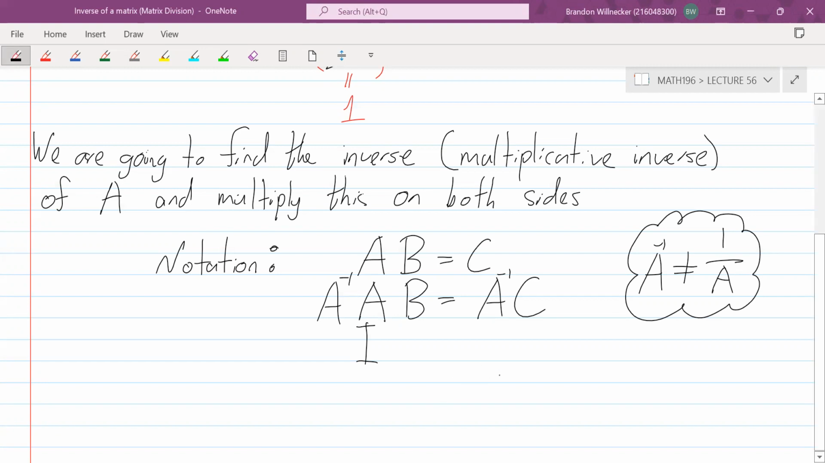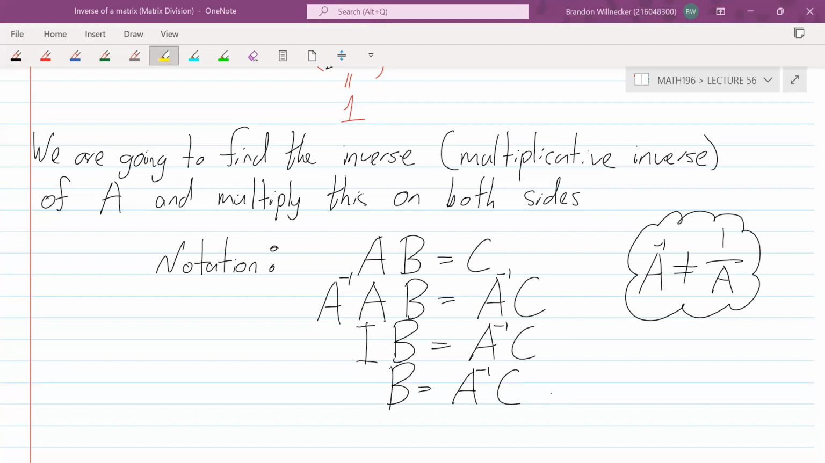Okay, there we go. So we have the identity times B is equal to A inverse times C. But remember from last time, the identity matrix, when multiplying onto another matrix, it doesn't do anything. So in fact, we could just leave it out and we could write B is equal to A inverse times C. Okay, and now we have an expression for B. We have successfully undone the multiplication by A.